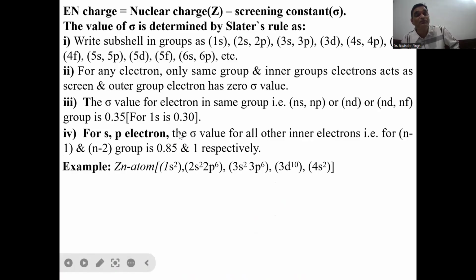First we will see the value for when a question is asked like: what is the effective nuclear charge experienced by any of the s electron and the p electron, whichever shell they belong to, first shell, second, third, fourth and so on. So whenever the question is asked in such a way, if the electrons are present in the same group, for example the question is asked about the 3p electron, what is the effective nuclear charge experienced by these 3p electrons?